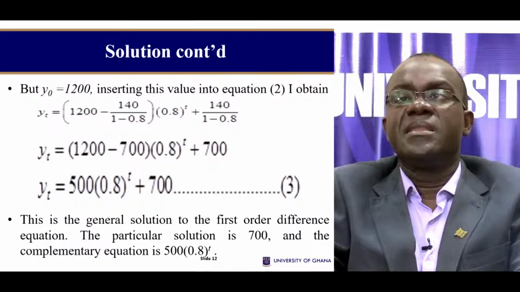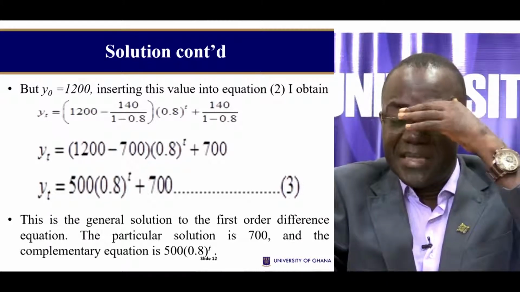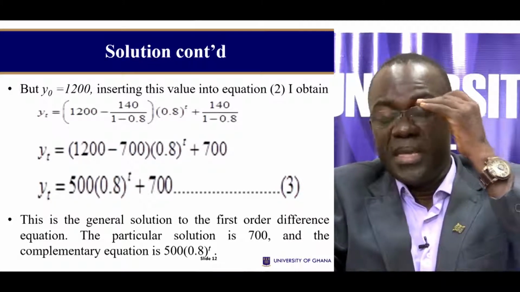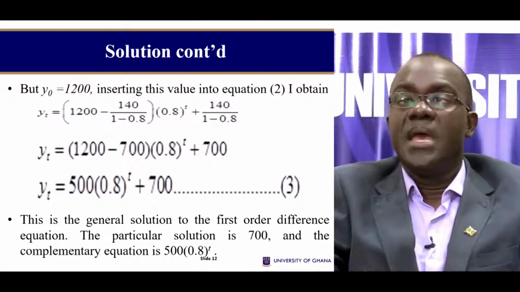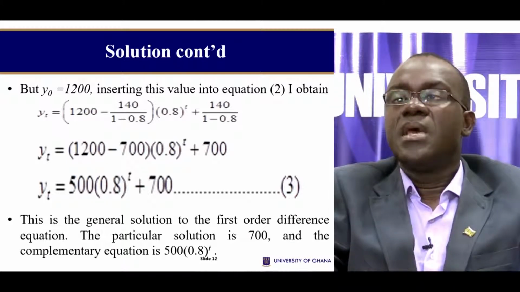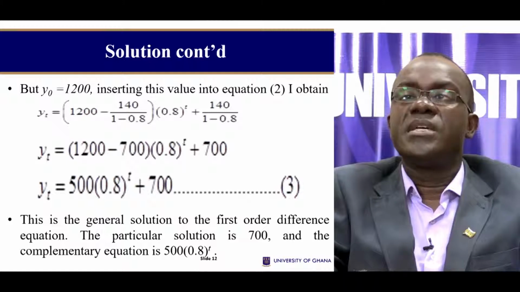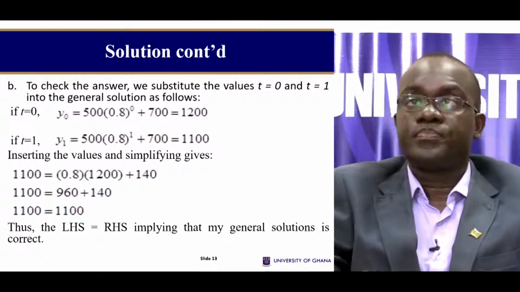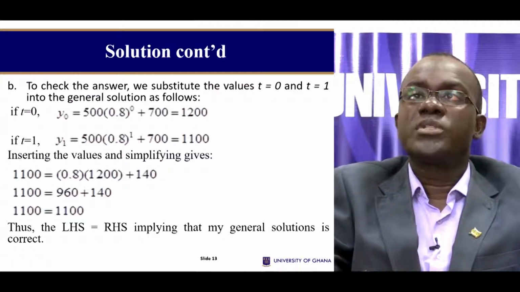You have to see that our 0.8 is greater than 0, and therefore there is not going to be any oscillation. And also we have this one to be a fraction, and therefore there is going to be a convergence in the long run. Now we want to cross-check our answers.